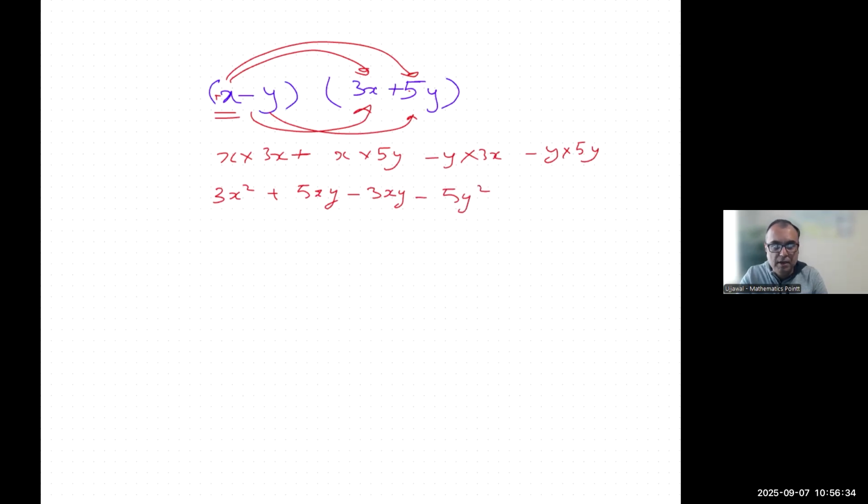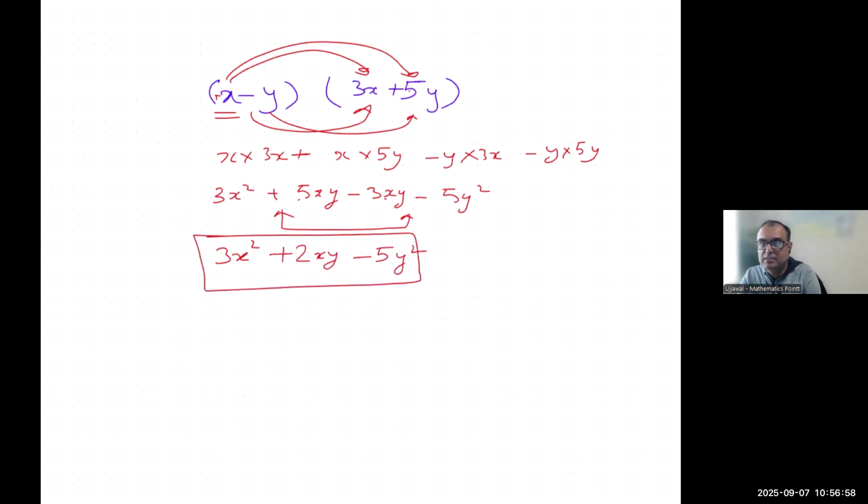Now, don't stop here. Look at the like terms. So it becomes 3x squared plus, now positive 5xy and negative 3xy makes it a 2xy, minus 5y squared. That's the answer. All right, cool.